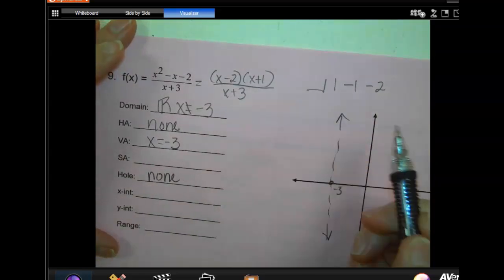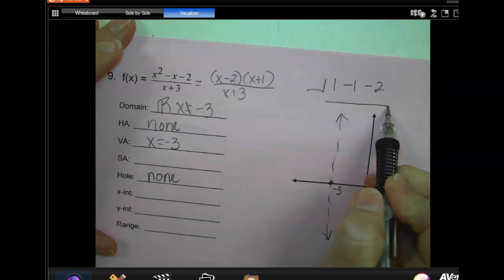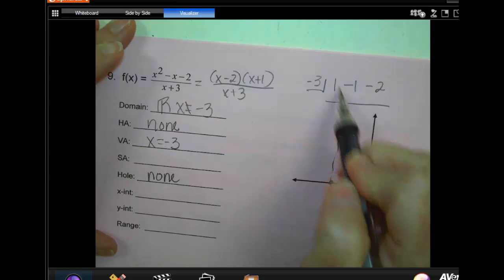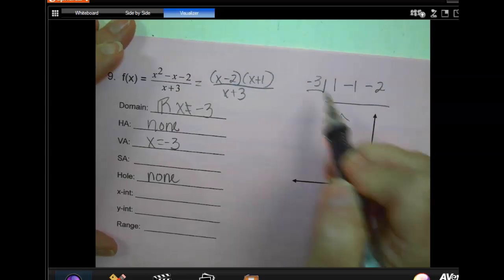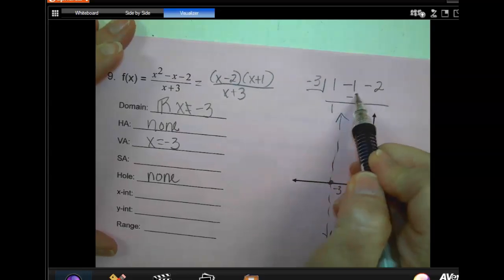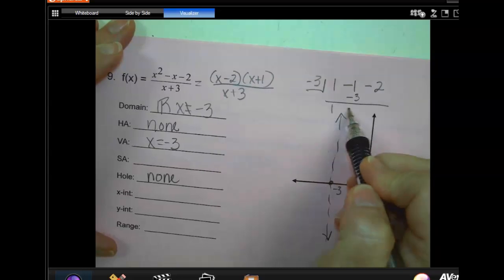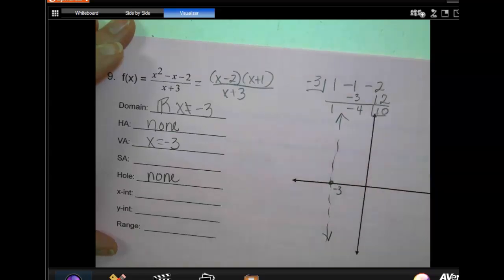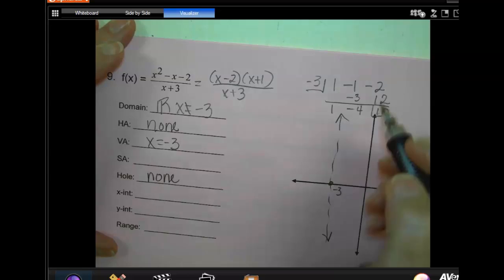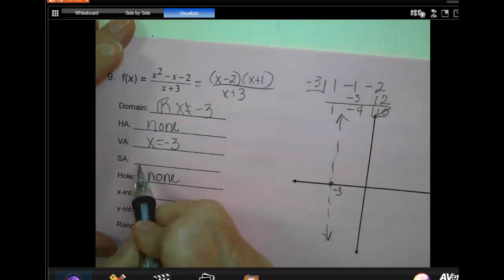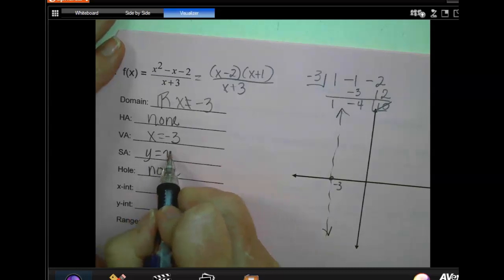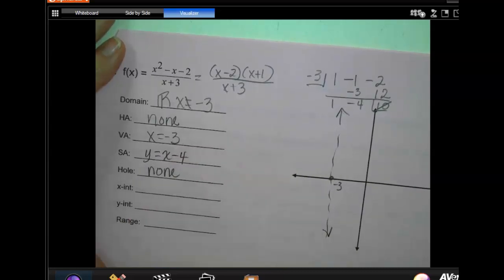And then what root am I testing? -3. So I'm going to bring down the 1. I'm going to multiply, which gives me -3. I'm going to add, which gives me -4. I'm going to multiply, which gives me 12, and that gives me 10 here. And do we care about the 10? No. So when I write the slant asymptote, what do I write? x minus 4.